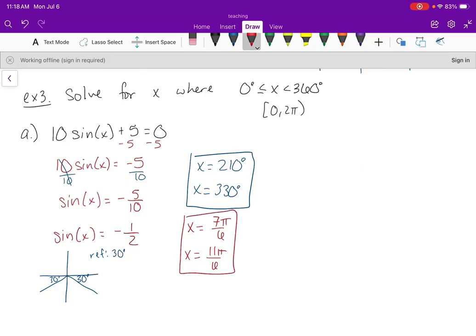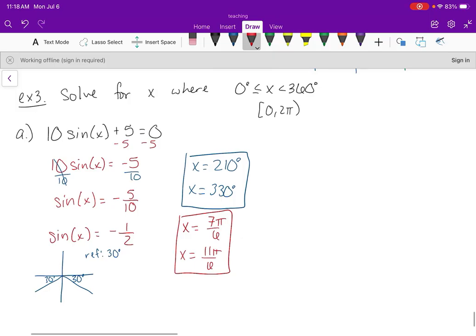I honestly love doing these equations and stuff. I think it's fun.